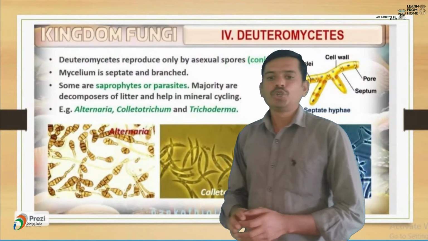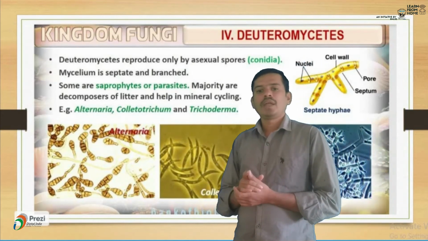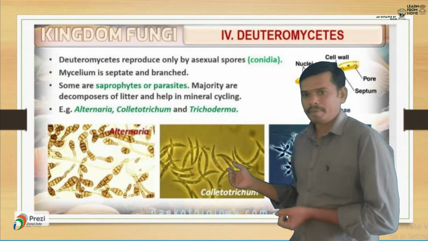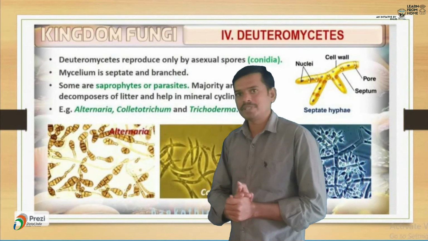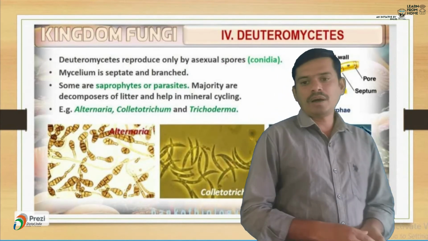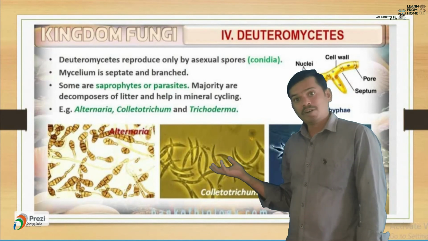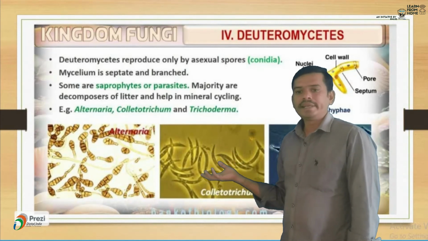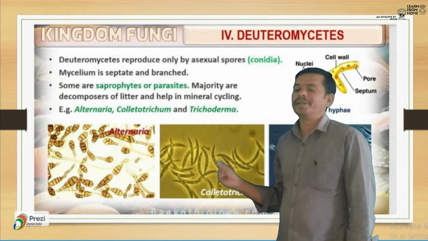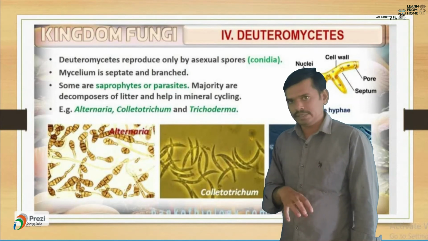Deuteromycetes reproduce only by asexual spores, the conidia, and the mycelium is septate and branched. The majority of Deuteromycetes members are saprophytic or parasitic, and some are decomposers of litter. A very important point is that they help in the recycling of minerals.